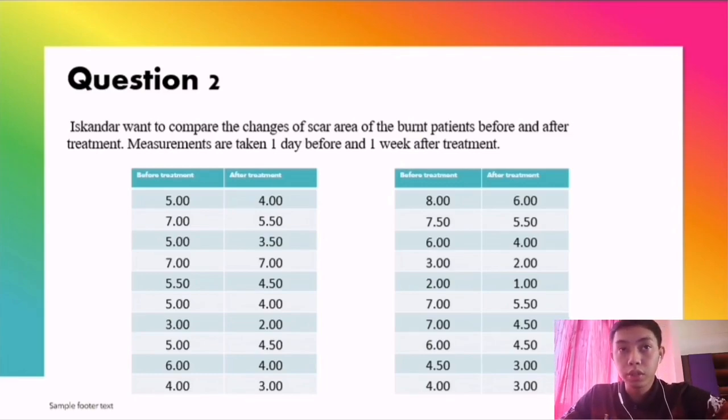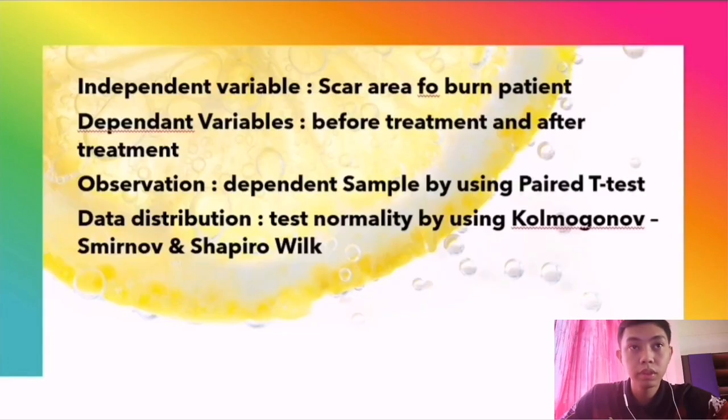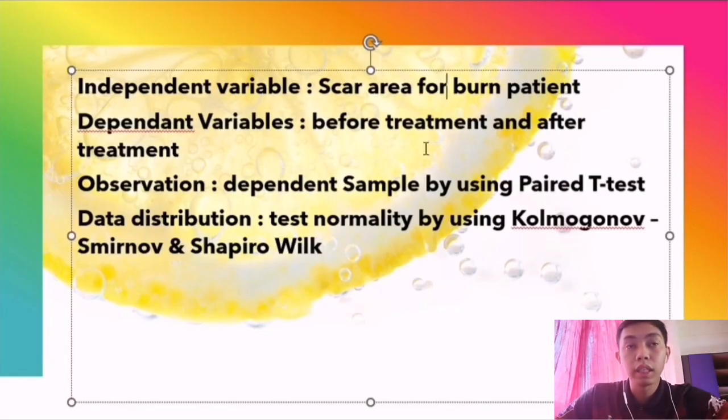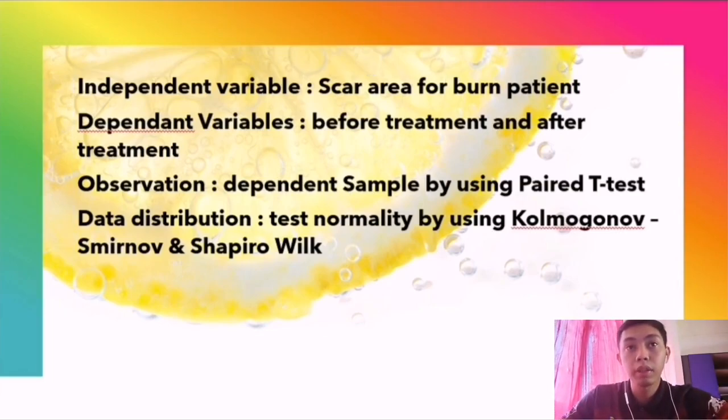And then for the second question, Iskandar wants to compare the changes of scar area of burn patients before and after treatment. Measurements are taken one day before and one week after treatment. So this is the data given in the question. As usual, we need to identify the variables: the scar area of burn patients is the measurement, before treatment and after treatment.